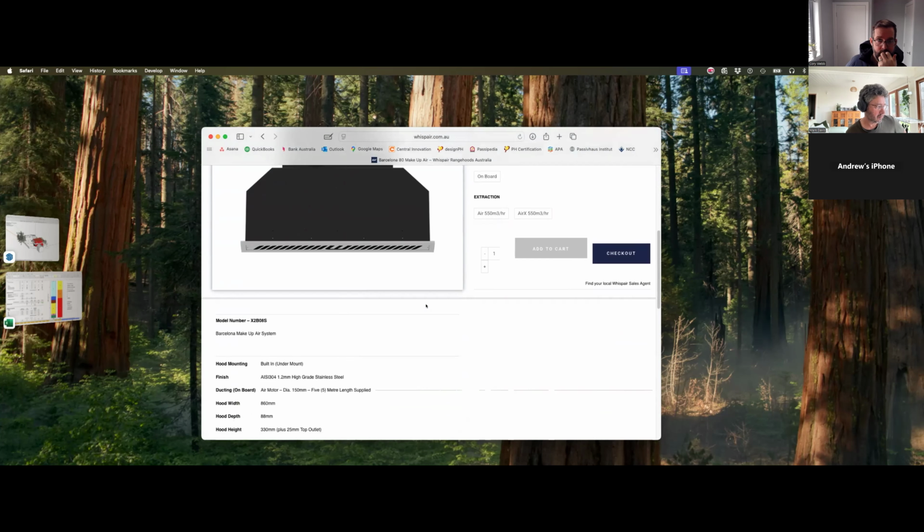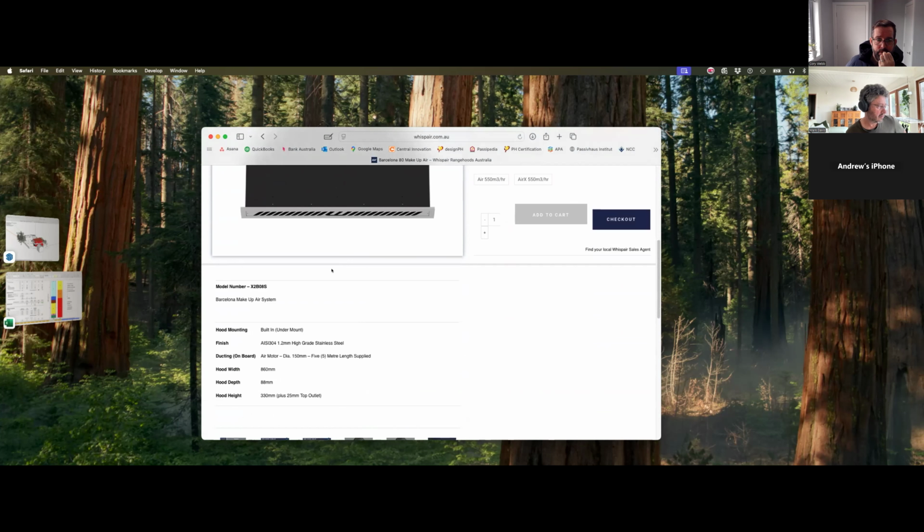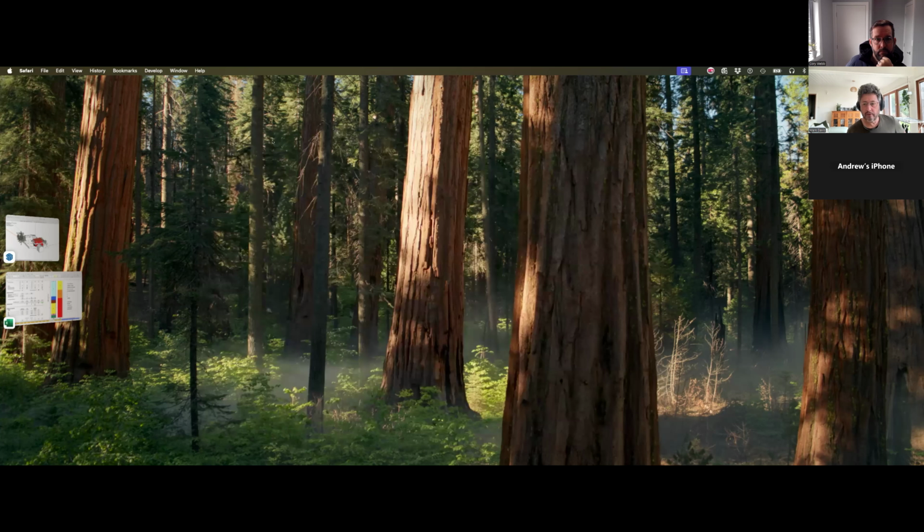And Mark, what's the difference between a make-up air system and if we've got some air conditioning in that living room, kitchen space? So air conditioning doesn't bring air in from outside. Air conditioning's on a closed loop. Yeah, okay.